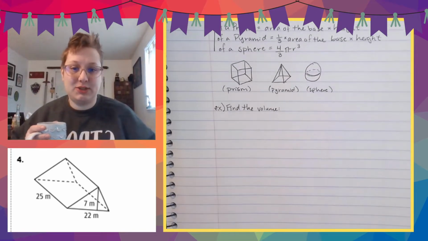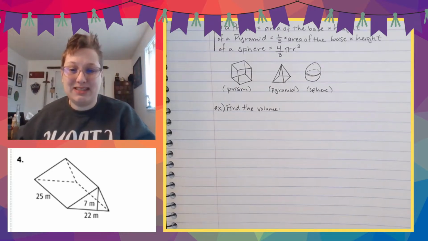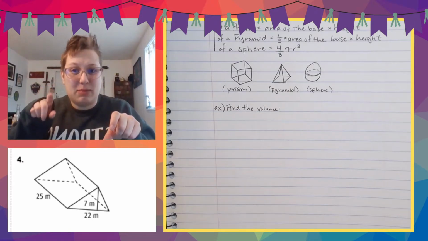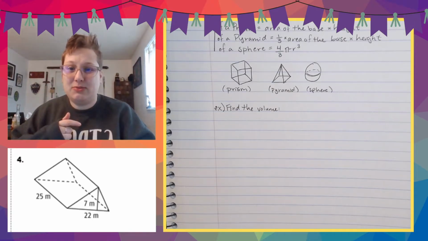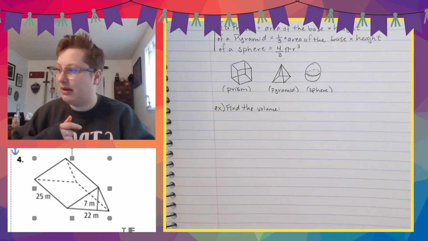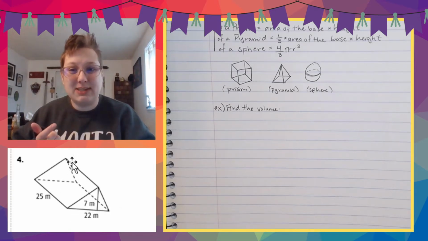But for the volume of this shape, I need to figure out where the orientation is, right? What's the height of this shape? Well, the base and the top have the same shape. So what that tells me is that this is the bottom and this is the top, or vice versa. It doesn't really matter. But what that tells me is that I need to find the area of this triangle and then multiply it by the height.